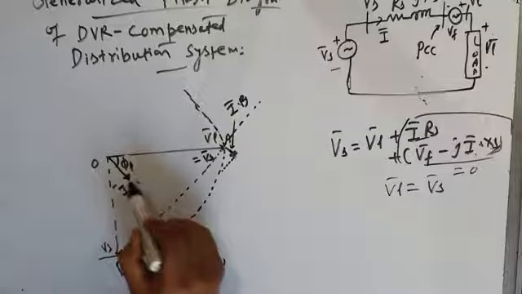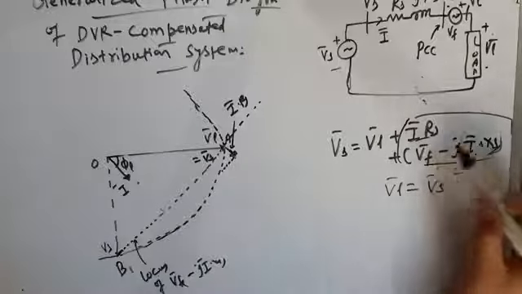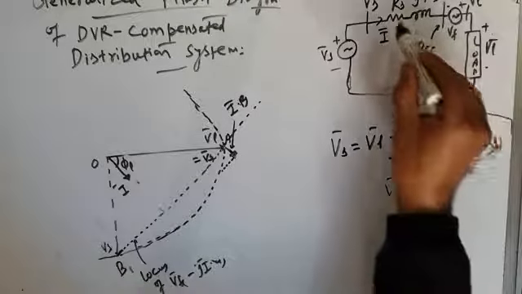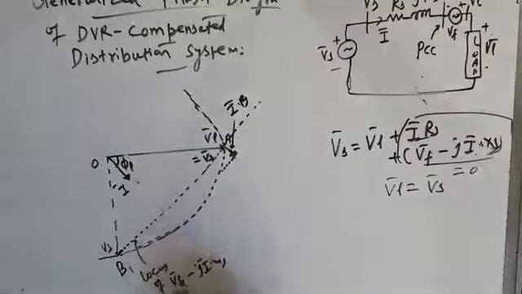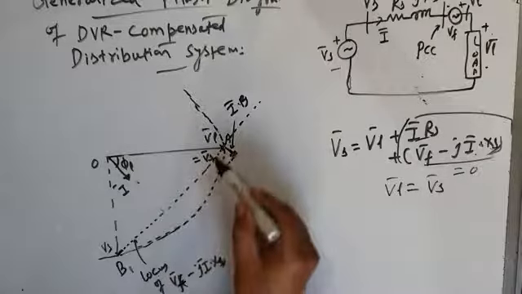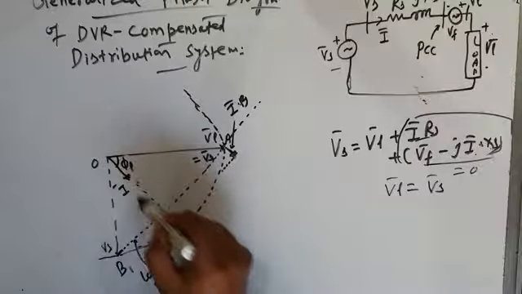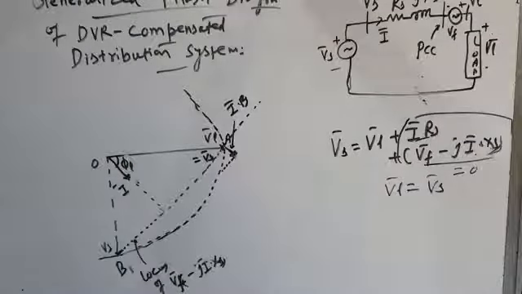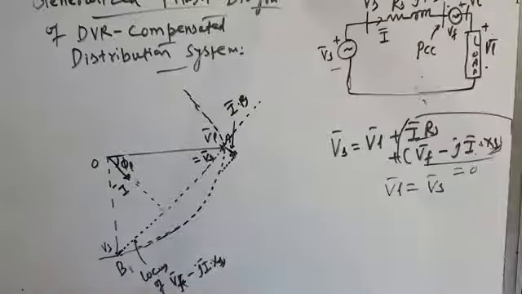That will be at 90 degrees to the current. See, here also you can see one very important thing, that the injected voltage Vf will be at 90 degrees to current. For example, this is the trajectory of Vf minus jI into Xs. The DVR injected voltage also comes into this. So you can see DVR injected voltage is at 90 degrees to the current, so that DVR does not inject any real power. It injects only reactive power for voltage compensation.